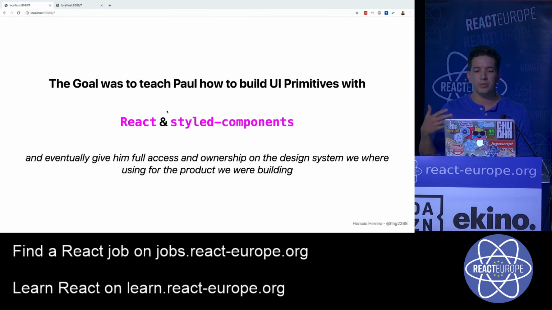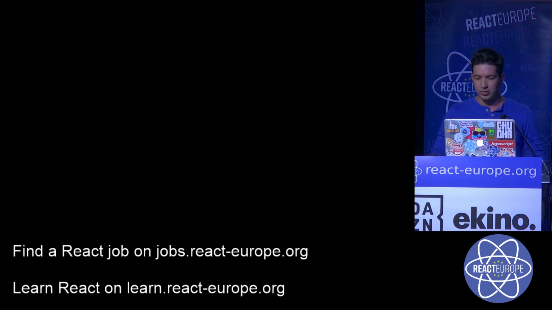So the goal was to teach him how to build UI primitives for our design system by himself, using React and styled components. And eventually he would be doing commits and be more willing to. What happened? Well, I'm going to continue. Just to make sure, Paul's background was that he's a UX developer. He just knows CSS, and he didn't know any JavaScript, anything about development, no Git, not at all.